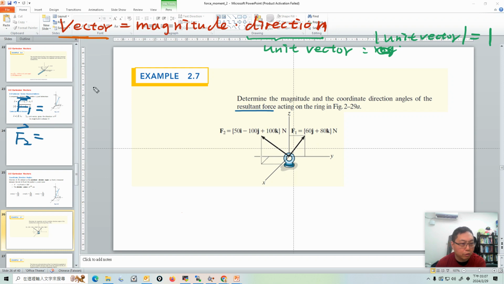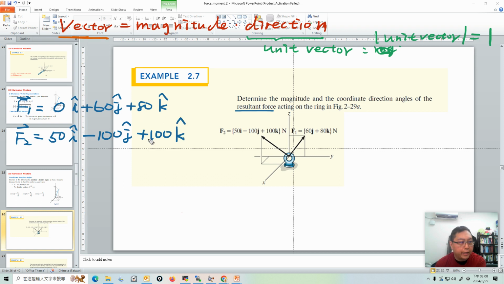First of all, F1 is 60j plus 80k. He doesn't show you any information about the i component, which means i is zero. So it's 0i plus 60j plus 80k. And F2 is 50i minus 100j plus 100k. So what's the resulting force? If you use vectors, the resulting force is just F1 plus F2.